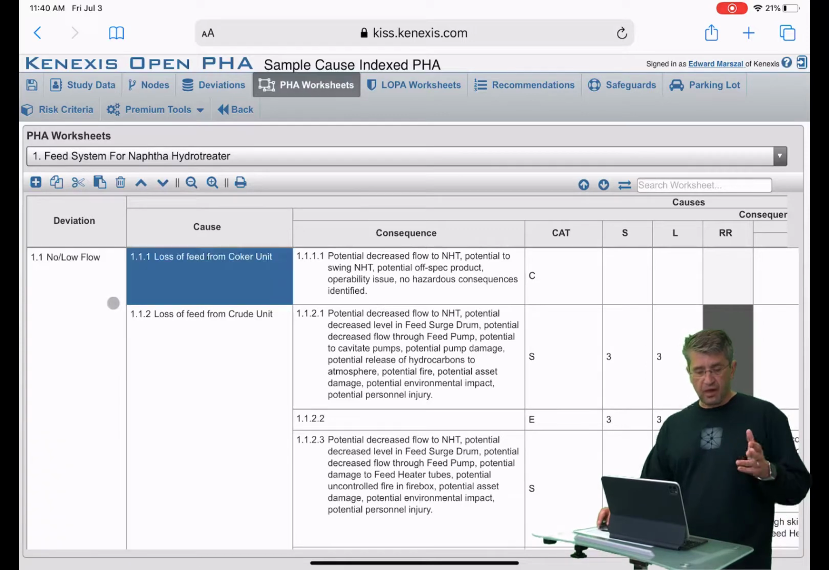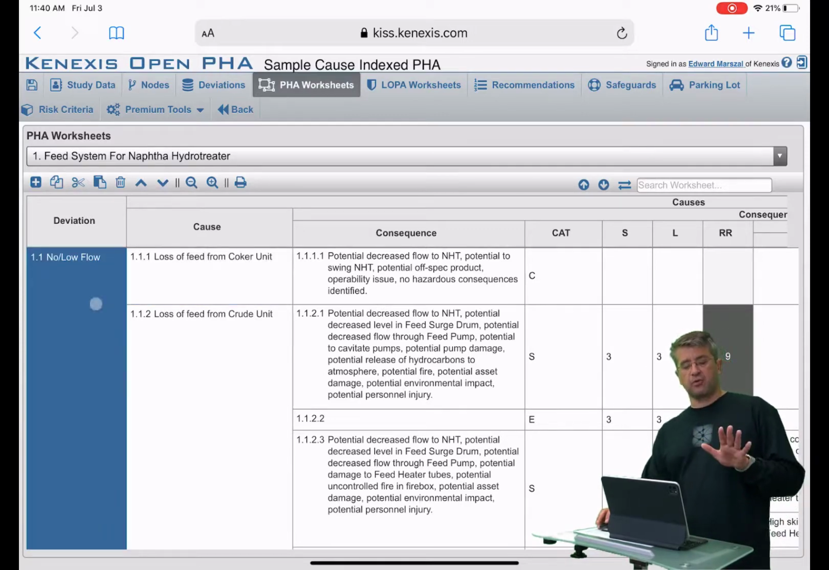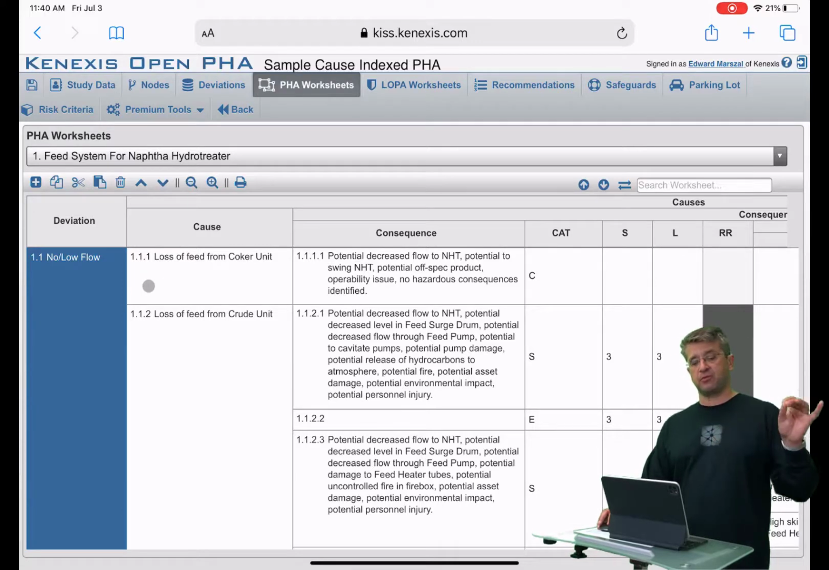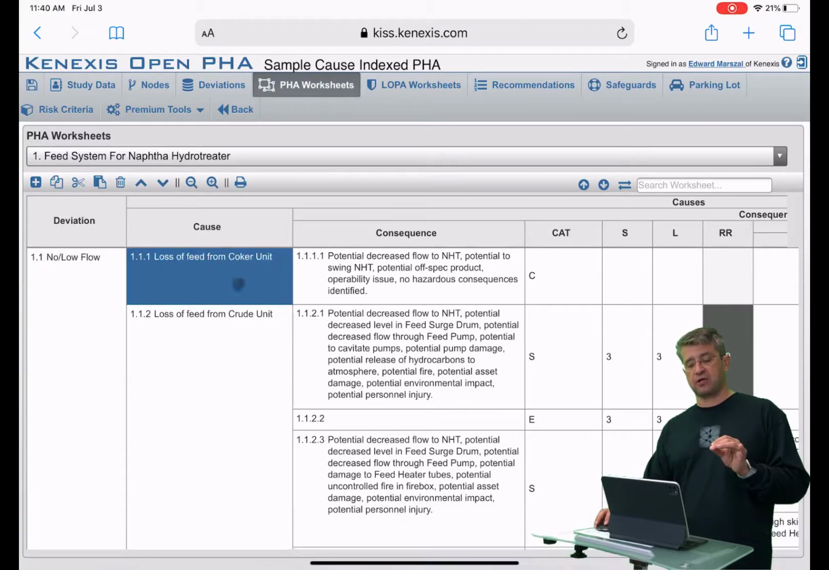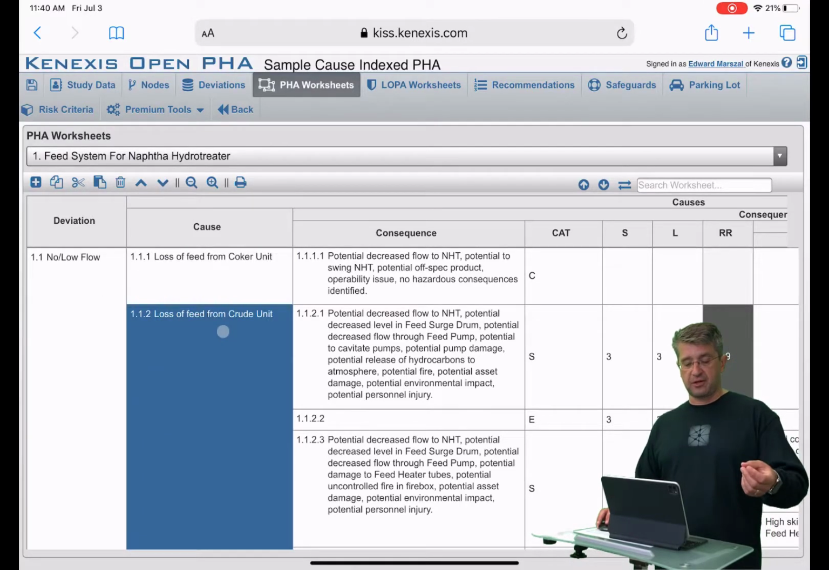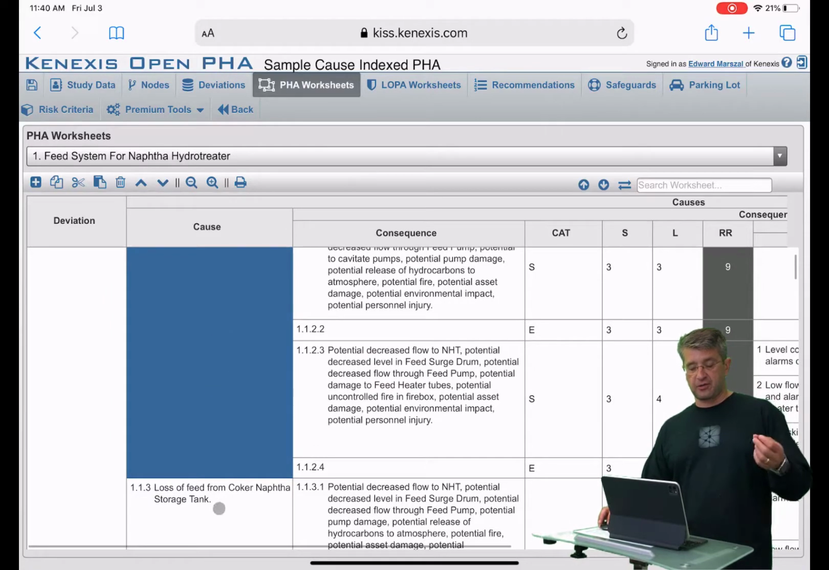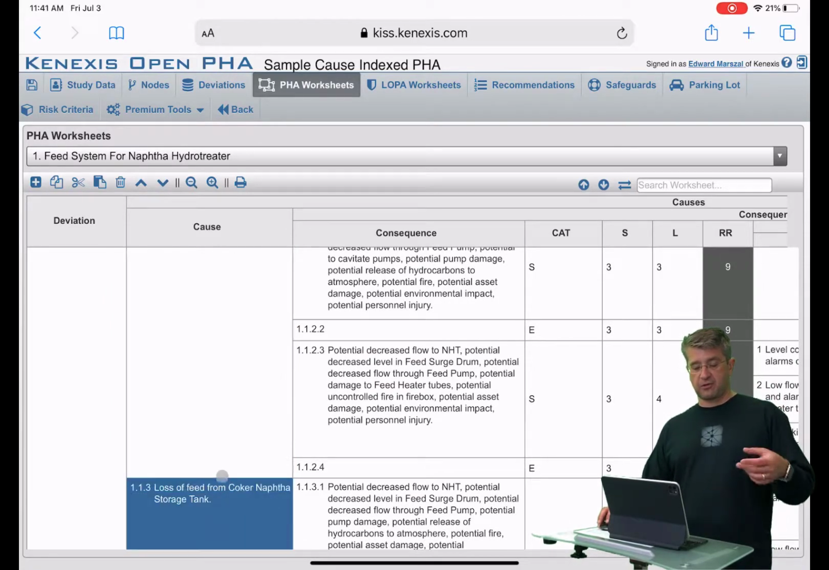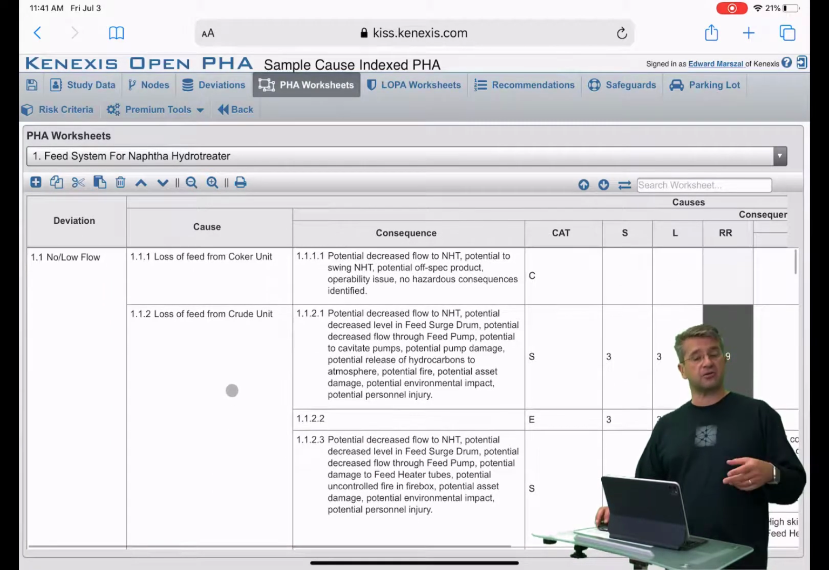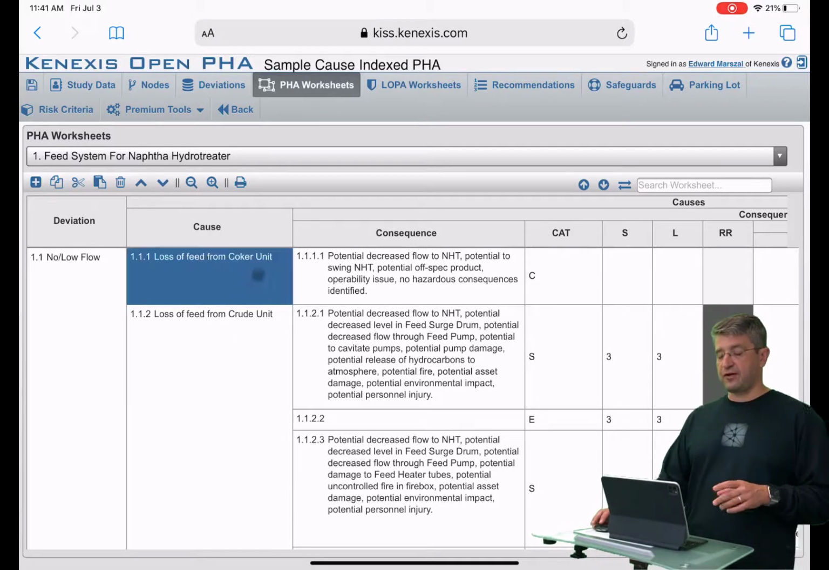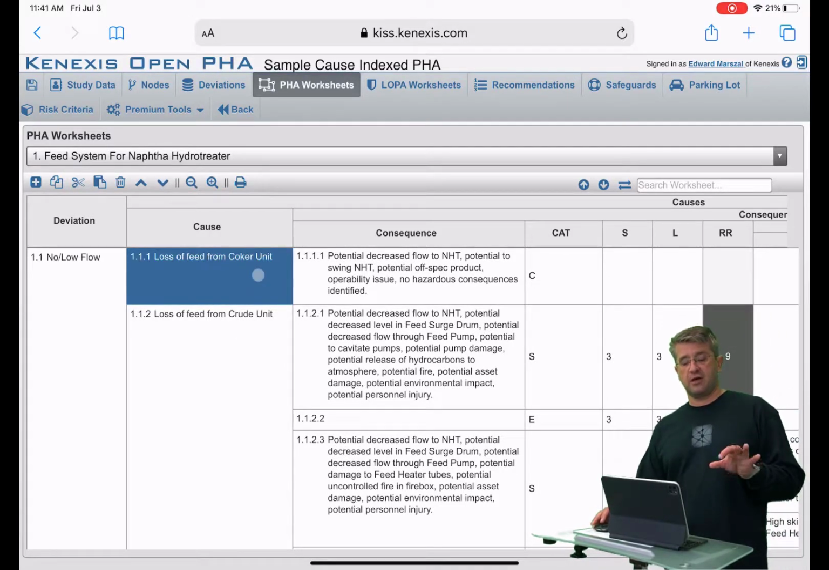So you'll notice here that we start with a deviation, and there is a one-to-many relationship between deviations and causes. So this one deviation of no flow has a cause of loss of feed from the coker unit, loss of feed from the crude unit, loss of feed from the coker and naphtha storage tank, and so on and so forth. Now, for each cause, there are going to be multiple potential consequences.